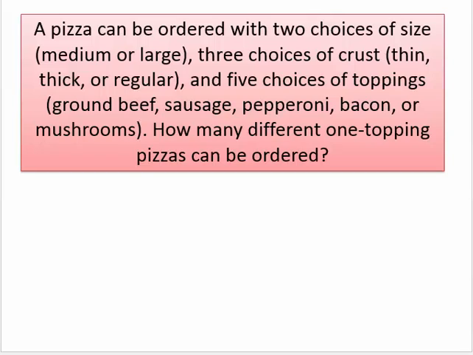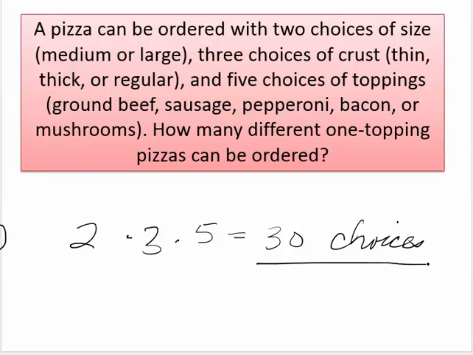So let me grab a pen here. There are 2 choices of sizes, so that's 2 times, there are 3 types of crust, and there are 5 choices of toppings. So the fundamental counting principle tells you we multiply those, so 2 times 3 is 6 times 5 is 30. We have 30 choices, or 30 possibilities of one topping pizzas we could order off that limited menu, and that's an example of using the fundamental counting principle.